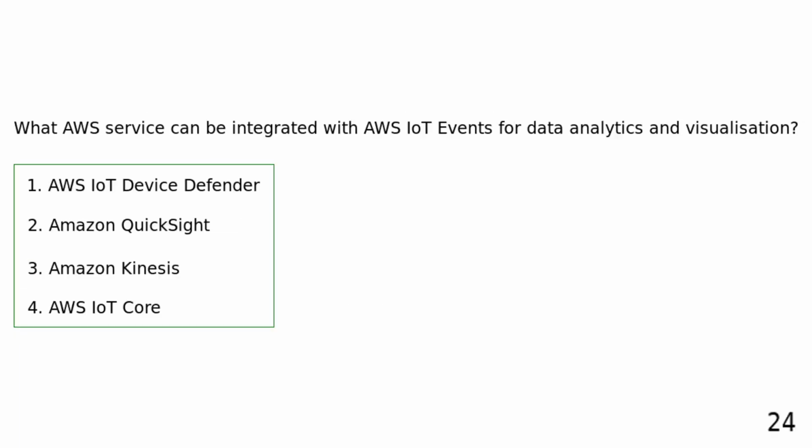What AWS service can be integrated with AWS IoT Events for data analytics and visualization? AWS IoT Device Defender. Amazon QuickSight. Amazon Kinesis. AWS IoT Core.